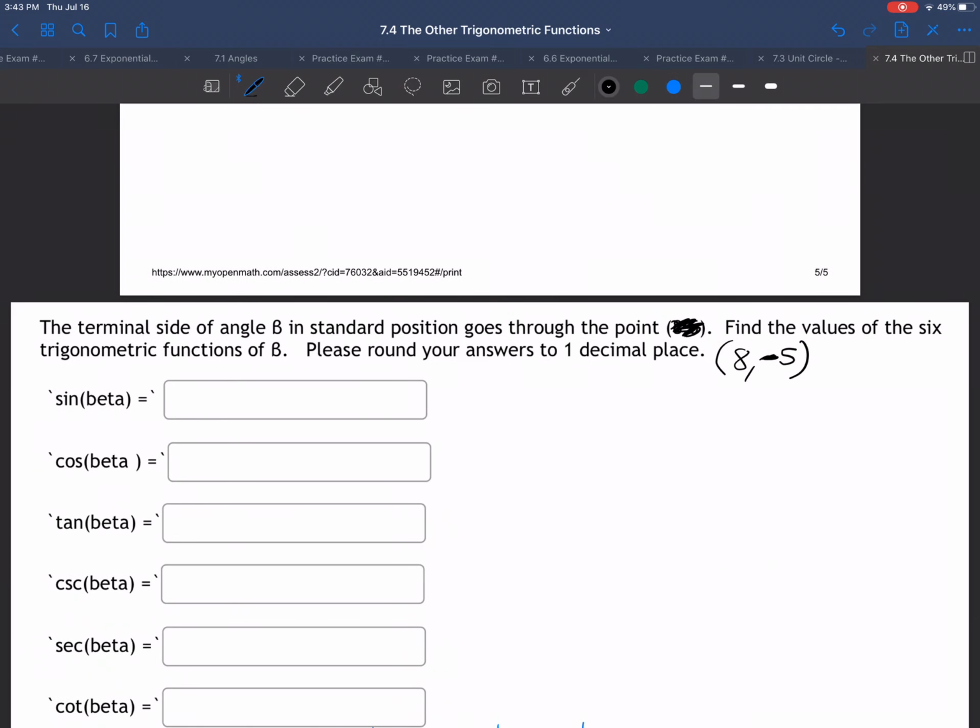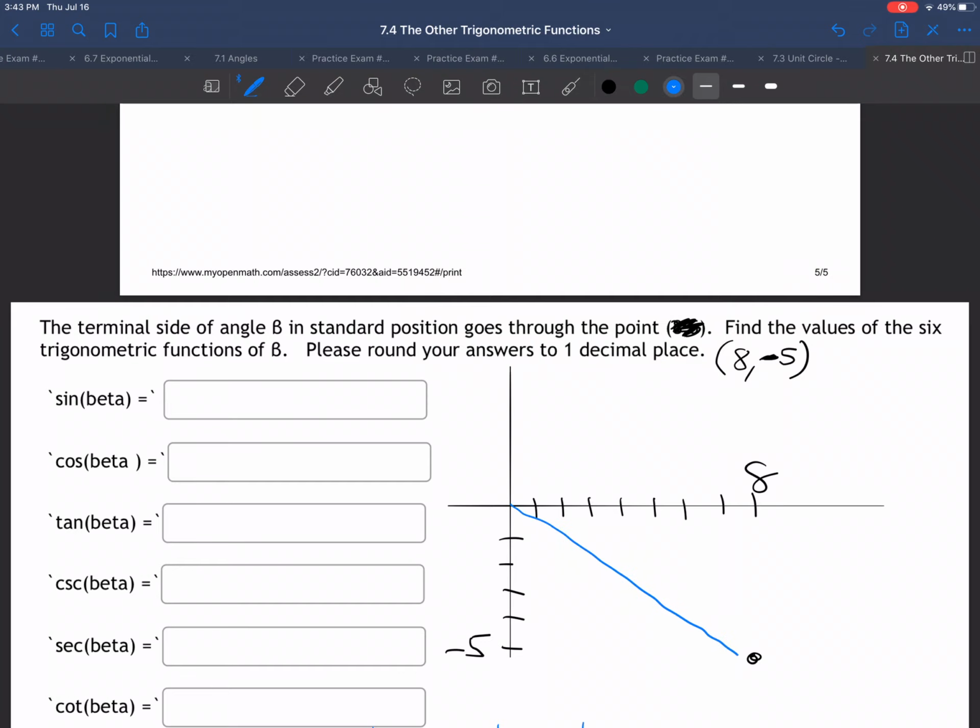So let's come up here. There's a coordinate system. We're looking for the point over 8, down 5. So let's just go 1, 2, 3, 4, 5, 6, 7, 8. Then 1, 2, 3, 4, 5. So down 5, over 8. There's my dot.